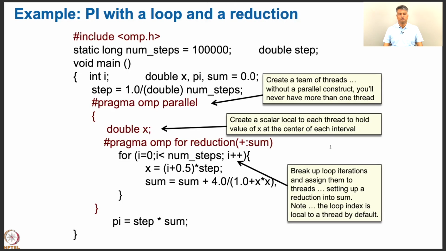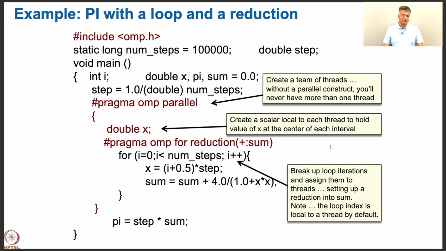So we can initially create a team of parallel threads using the hash pragma OMP parallel function. Then we can create a local scalar x, which is going to hold the value for each interval. And then I can say, let's do a hash pragma OMP for reduction in the variable sum. Now, sum is going to be computed in parallel by the threads.